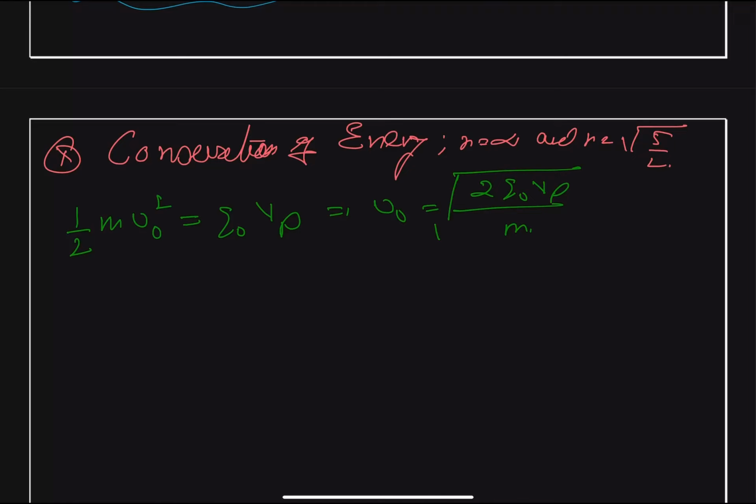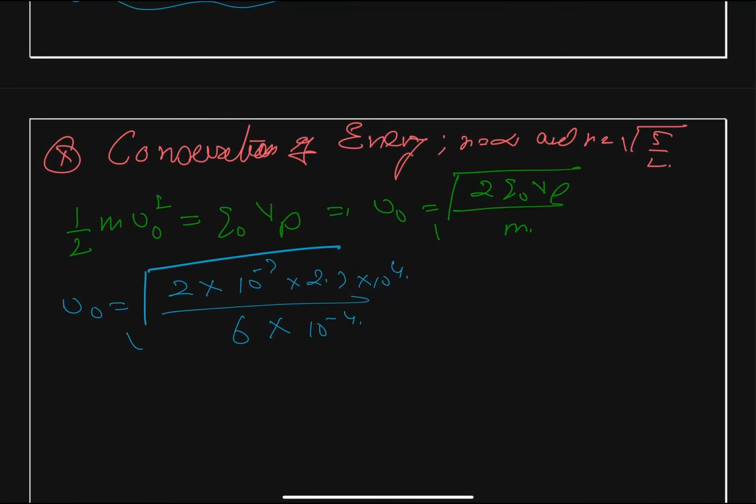Now we simply substitute the values, and we are going to get the answer. So v naught will be equal to the square root of 2 into charge given 10 to the power minus 7 into 2.7 into 10 to the power 4, and this comes as 6 into 10 to the power minus 4, which gives us v naught is equal to 3 meter per second. So this is the value of the velocity that we are supposed to find out.